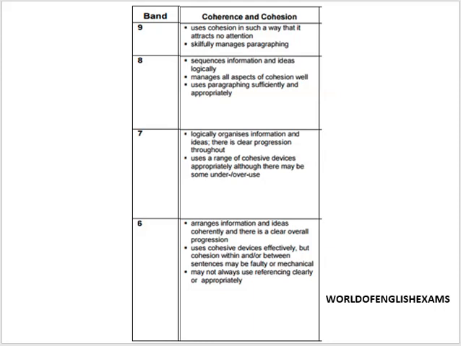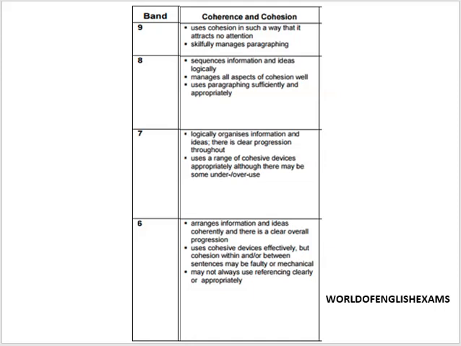Yes, that is registered. So if you have to get a band over 7, then definitely the ideas have to be arranged logically. Manages all aspects of cohesion very well. Uses paragraphing sufficiently and appropriately. So what do you understand by this, guys? You have to ensure that you know how many paragraphs to write and what paragraphs should be written and how they must be organized. That will give you a band 8.